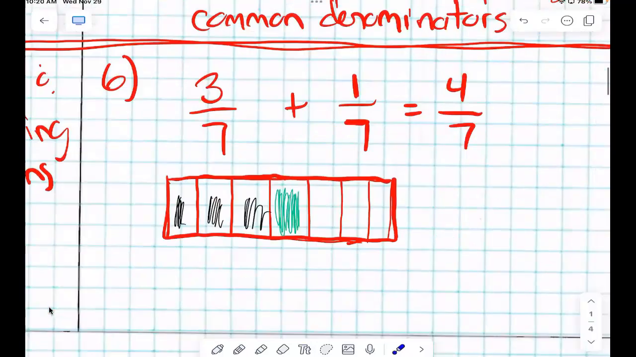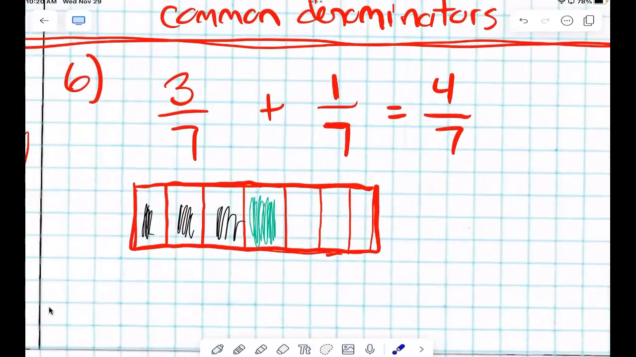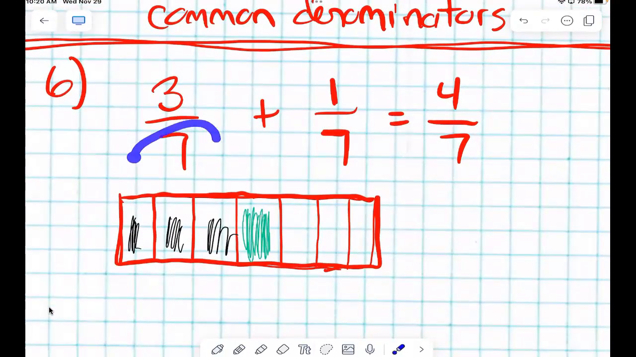Okay. All right, we have number 6. We have a fraction 3/7 and we have 1/7. What's the first thing we look at? The denominator. And what do we notice about the denominators? They're the same. So can we just add the numerators then? Yes. What's 3 plus 1? 4. My denominator stays the same, yes?